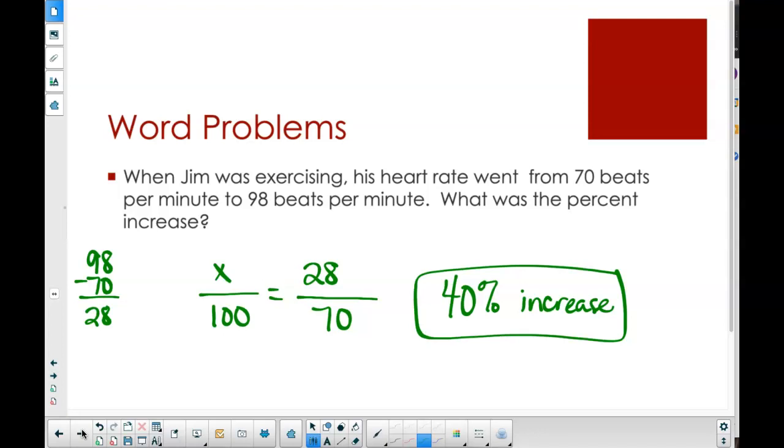Okay, then we're going to talk about discounts. How many of you like going shopping? Anybody here like going shopping? How many like when they find something on sale? Right, that's the best, right? Guys usually don't care. If you don't like shopping.